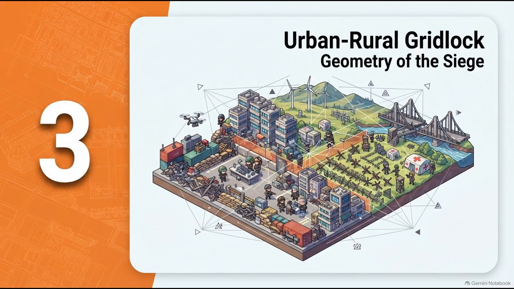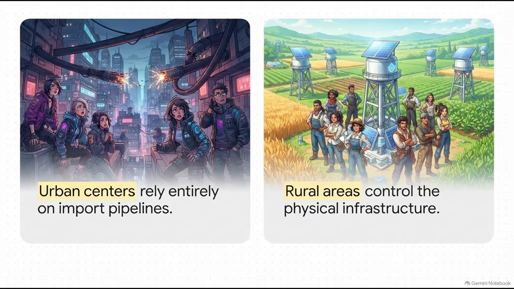Section 3. The urban and rural gridlock. The geometry of the siege. This is where it gets really fascinating. The author argues that the nation is structurally polarized, and geography totally dictates who holds the cards in a crisis. Think about it. Major metropolitan centers? The model describes them as isolated islands. They don't actually produce their own internal resources. They rely entirely on continuous high-volume import pipelines for food, water, and power. Think about how fast grocery store shelves empty out during just a bad snowstorm. That's the fragility the author is highlighting.